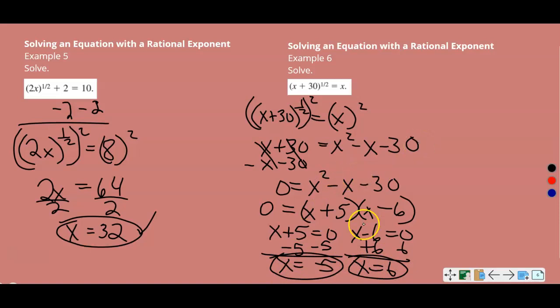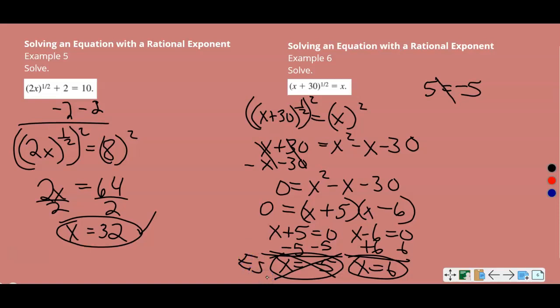All right, so let's take negative 5. We're going to take negative 5 and plug it back into the original equation and see if it gives us a true statement. Negative 5 plus 30 is 25. 25 to the 1/2 power, or the square root of 25, is 5. Then I have equals x. X in this case is negative 5. 5 does not equal negative 5. So that means that's not a true solution. That one was an extraneous solution, so we can just mark it off.